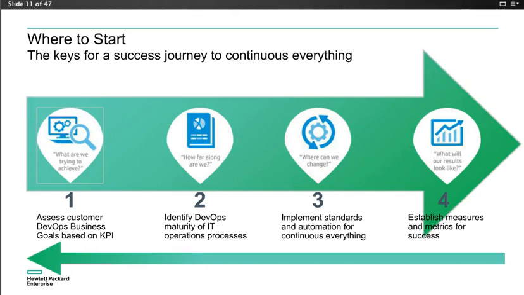How do we start? Typically, we assess the customer goals, the business KPIs, what they would like to achieve. Then we identify the current maturity level, based on comparison with the DevOps maturity model. Based on that, we find the discrepancies, the differences, and then we motivate the customer to implement standards for automation and continuous integration and other tools that sometimes are already implemented on the customer side, but there is no or a lack of success in terms of DevOps benefits.